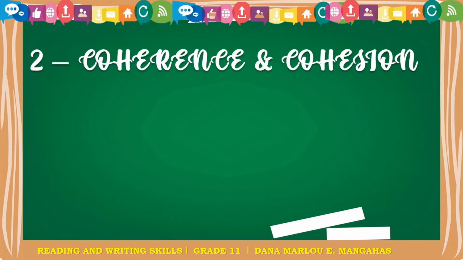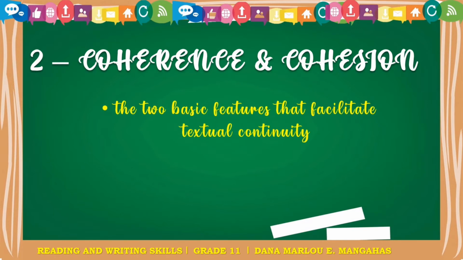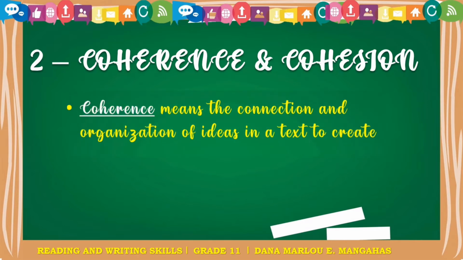Next is coherence and cohesion. Coherence and cohesion are two basic features that facilitate textual continuity. Basically, coherence refers to the rhetorical aspects of your writing. It means the connection and organization of ideas in a text to create unity. To achieve coherence, a very good paragraph must have unity or oneness of idea. Sentences in a paragraph are unified and directed by a topic sentence.